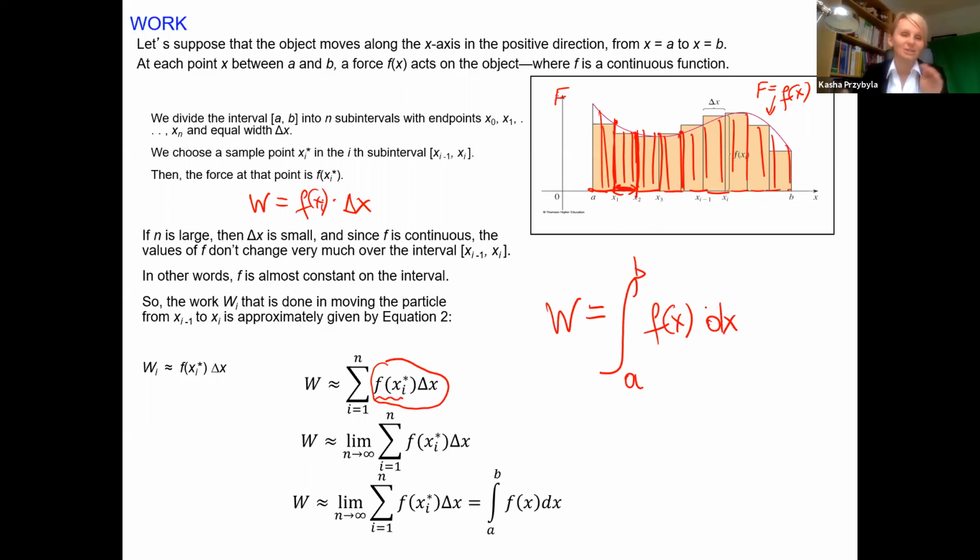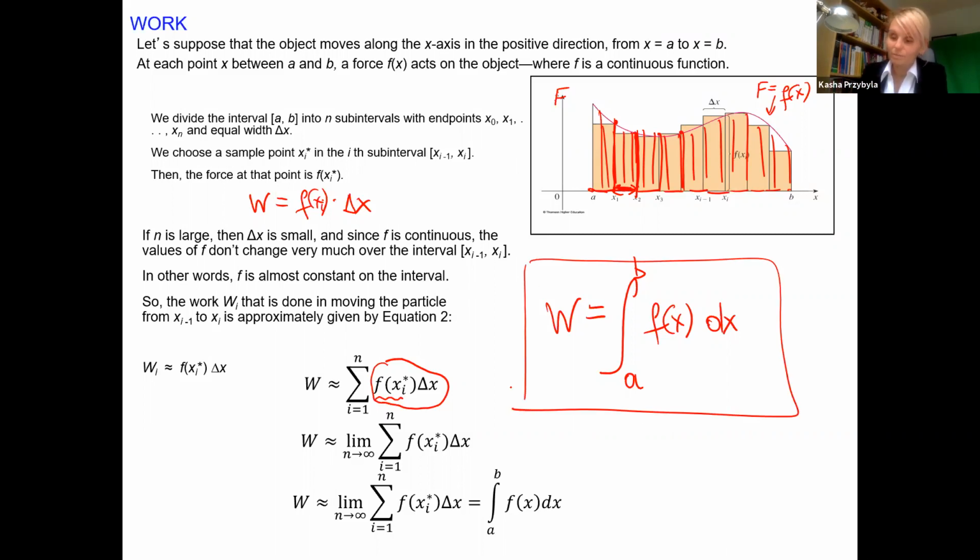And of course, dx means the distance. We're slicing and adding together along the x-axis, the interval that we need from a to b. That's what we have to know. I was trying to explain a little bit of the definition, but this is the formula for the work if the force is not constant.